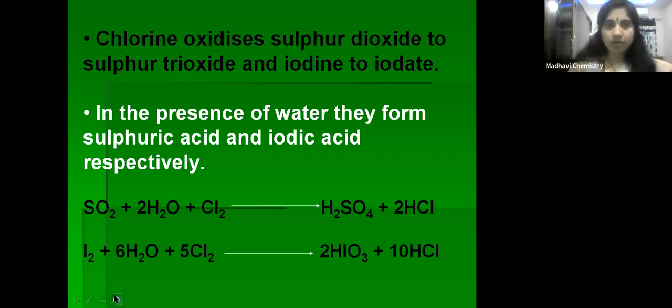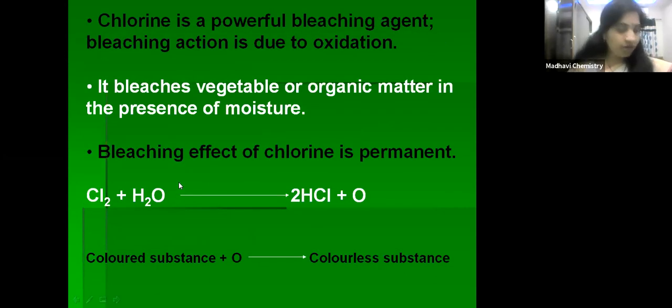Okay. Next one: chlorine is a powerful bleaching agent. Bleaching action is due to oxidation. Just now we discussed, children, chlorine water gives HCl and HOCl. But HOCl, hypochlorous acid, is unstable. It decomposes to give nascent oxygen. That nascent oxygen is responsible for the bleaching action of chlorine, and it has an oxidizing property. So it bleaches vegetable or organic matter in presence of moisture. The bleaching effect of chlorine is permanent.